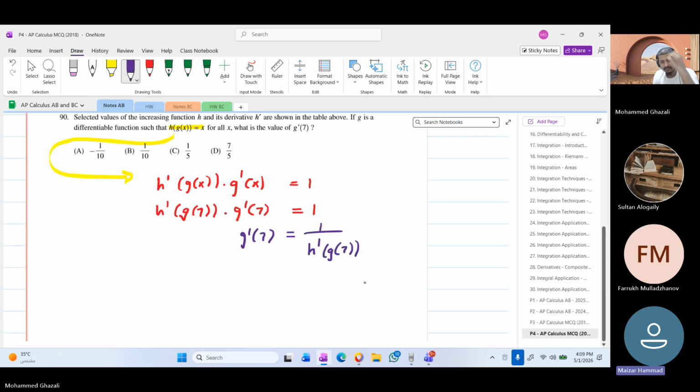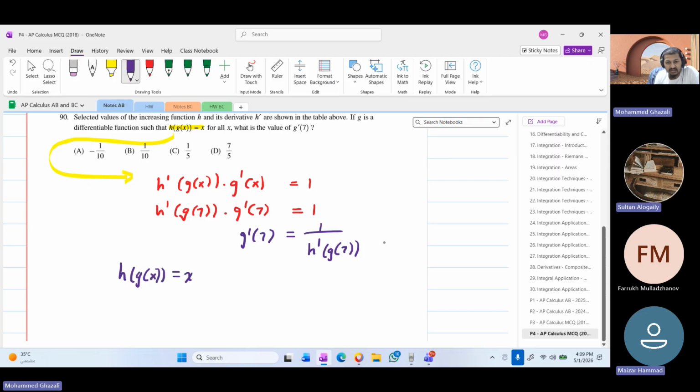Okay. So if we want to find g of 7, we look at the inverse relationship: h of g of x equals x. What do you mean, inverse relationship of what? The inverse relationship, h of g of x will equal x. That's the relationship.